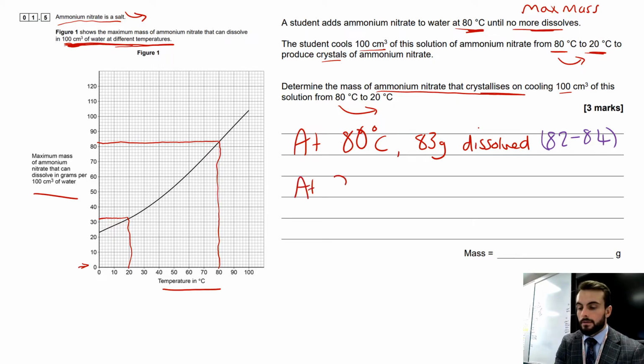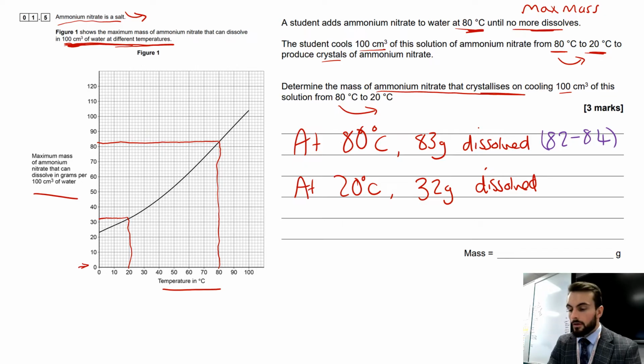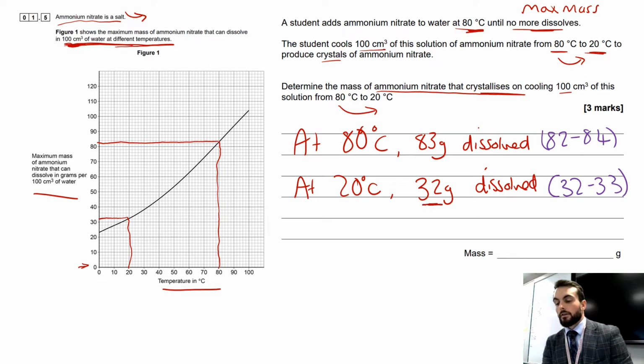So at 20 degrees Celsius, 32 grams dissolved. Now you can have a range for that one. You are allowed either 32 or 33. And then what we need to do is work out how much crystallizes out when we cool it down, because not all of this 83 grams of the salt will be able to dissolve at 20 degrees Celsius. Only 32 will. So we need to figure out how much is left over that's going to crystallize.